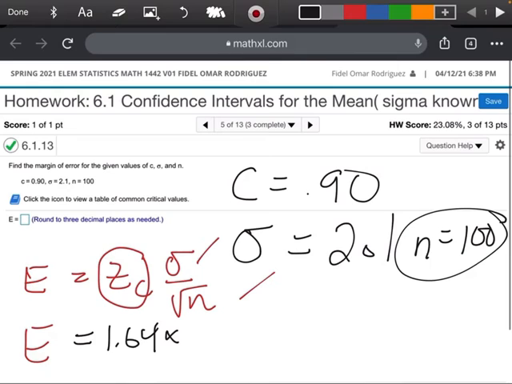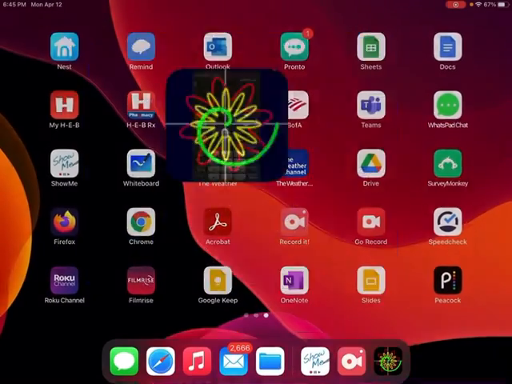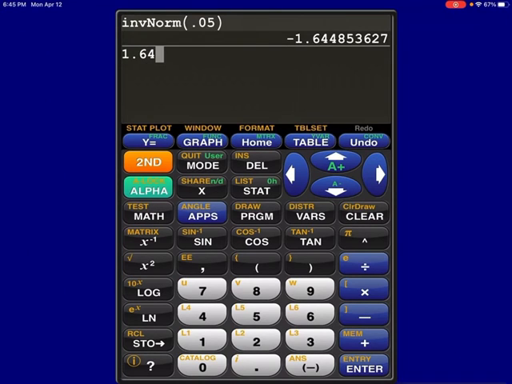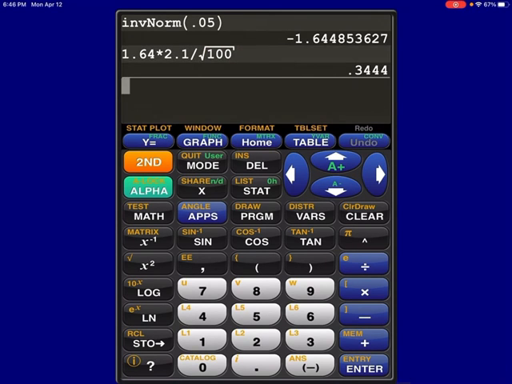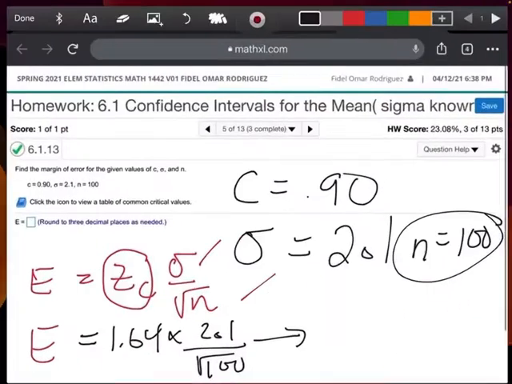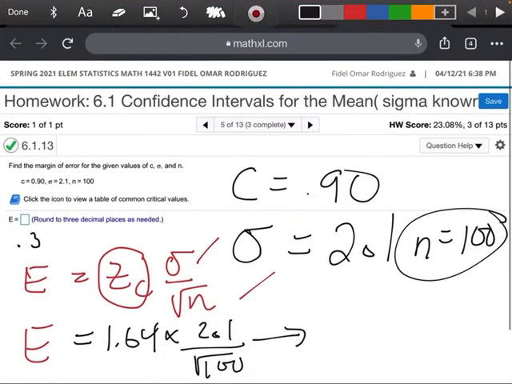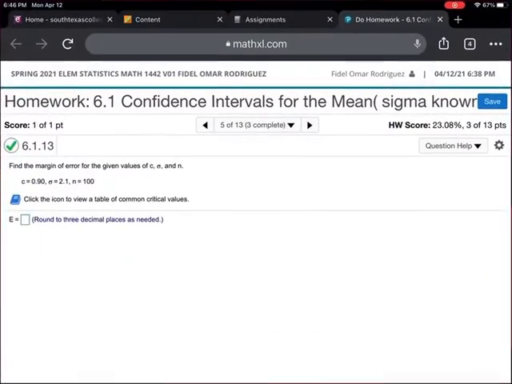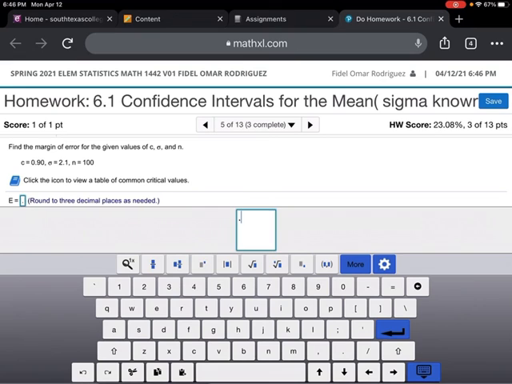Then the next part: my sigma was 2.1 divided by the square root of 100. I'm just going to enter this part in on my calculator, and that's how I'll get the last part of it. So let's go 1.64 times 2.1 divided by the square root of 100. Enter that in, and I'm coming up with 0.344. It is asking me to go to 3 decimal places, so right here I'll type in 0.344, and we got it.